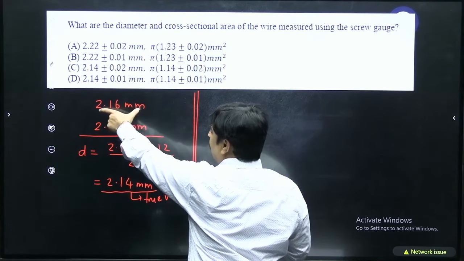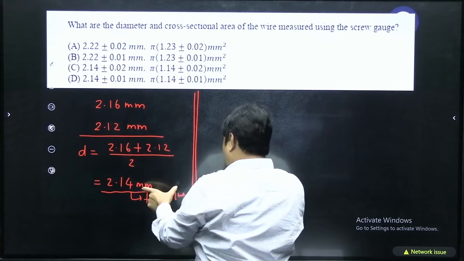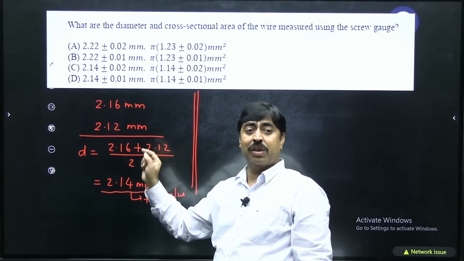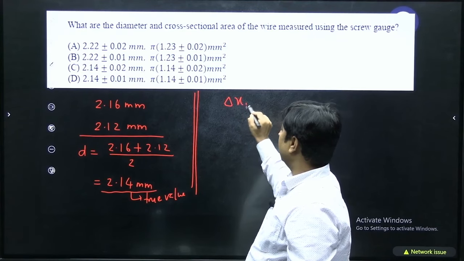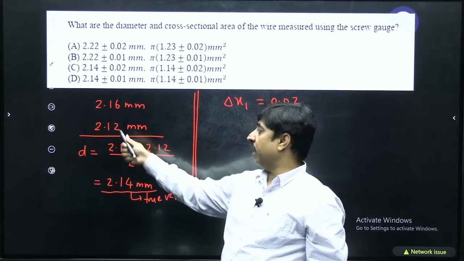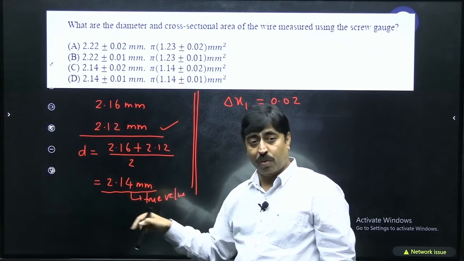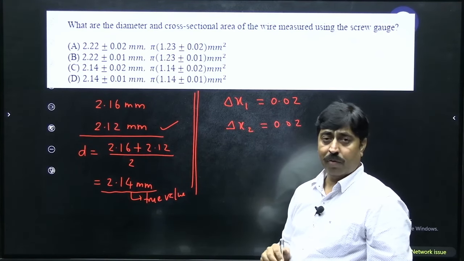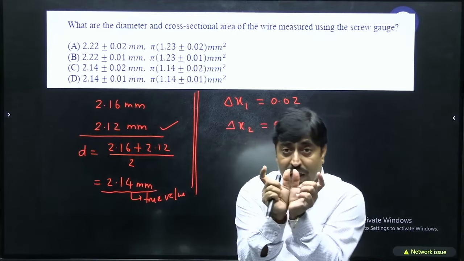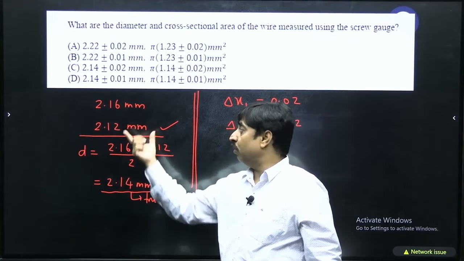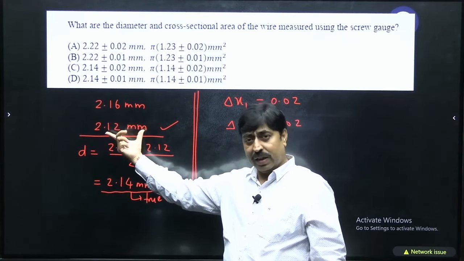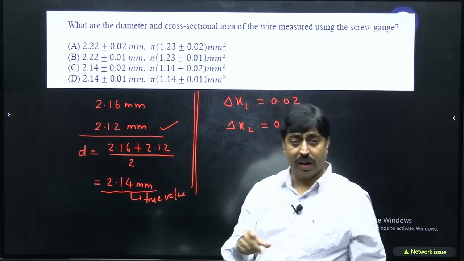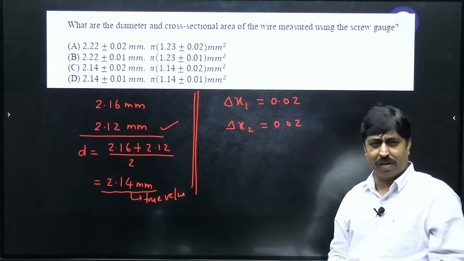So, in my first reading, 2.16 mm, what is the error that was there? My first reading was deviating from the true value by 0.02. So, the error in the first reading is 0.02. What is the error in the second reading? Again, the second reading deviates from the true value by 0.02. Ignore plus minus, we just take the magnitude. So, these are the errors in the individual readings. If I consider this as the true value, then the error in an individual reading is this minus this, and this particular reading has an error of size 0.02, plus or minus doesn't matter.